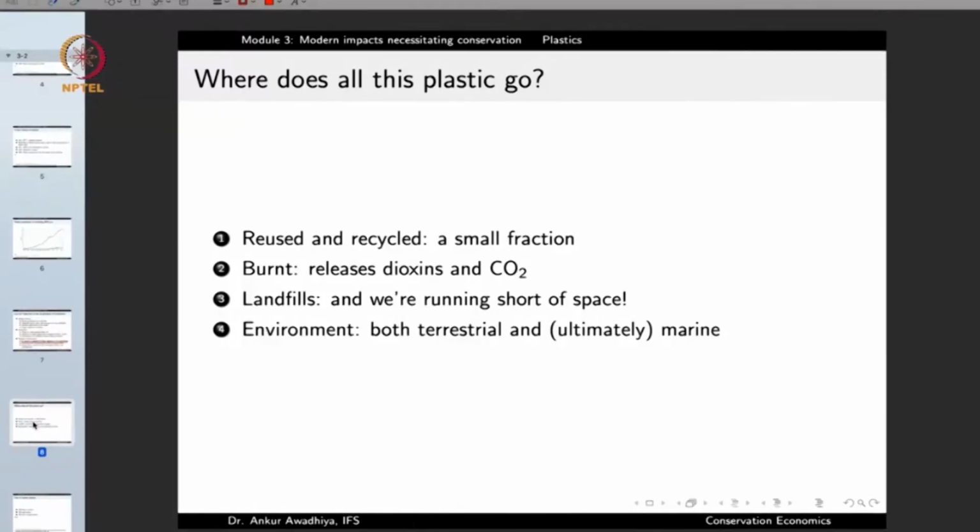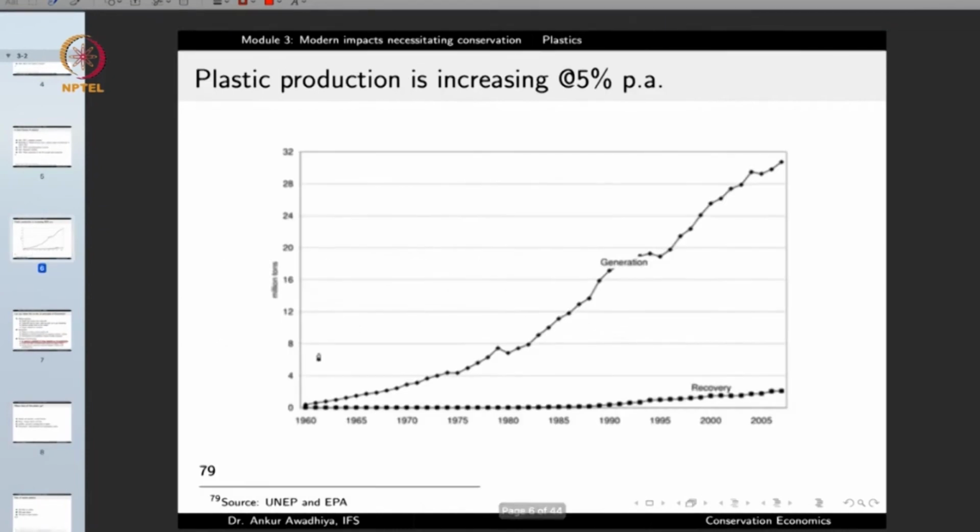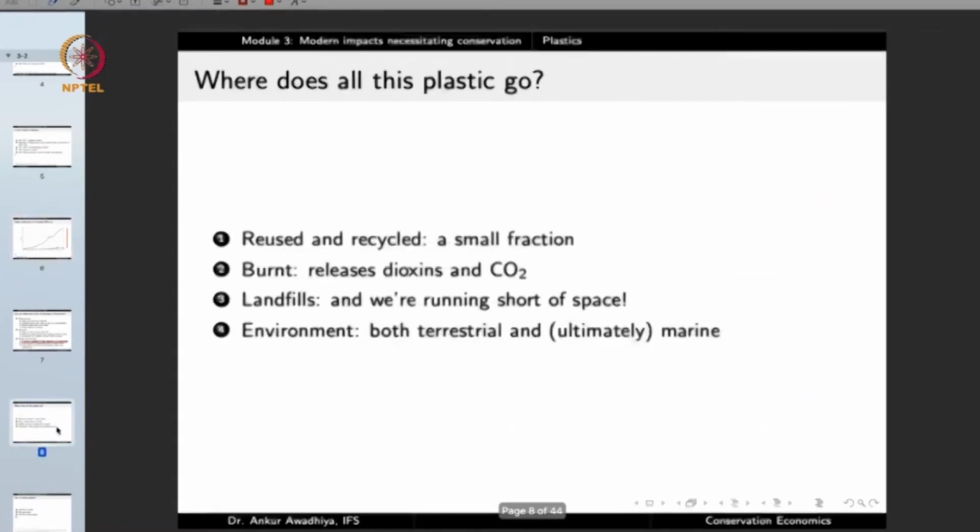Well, we have heard that plastics can be reused and recycled, but the fact remains that a very small percentage of plastics is ever reused or recycled. If we go back to this curve, it shows us the generation of plastics, and this bottom curve shows us the recovery of plastics. Now, recovery includes recycling. So, the amount of plastics that is being recycled is a very small fraction of the total amount of plastics that is being generated every year. So, a very small portion can be reused or recycled, but what happens to the rest of the plastic?